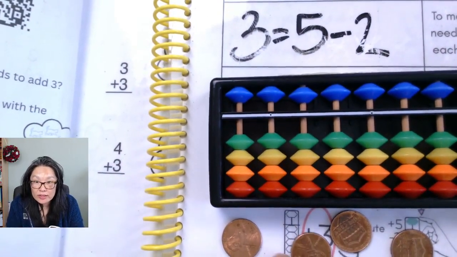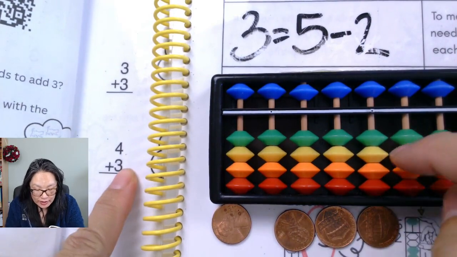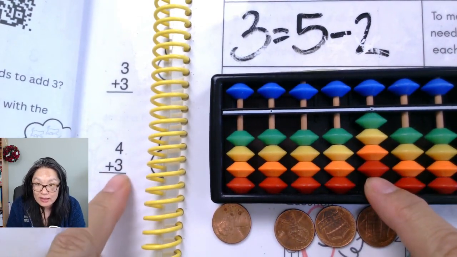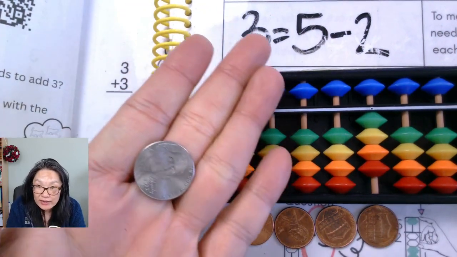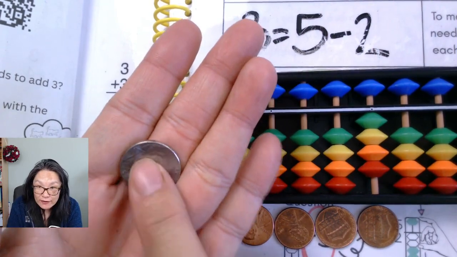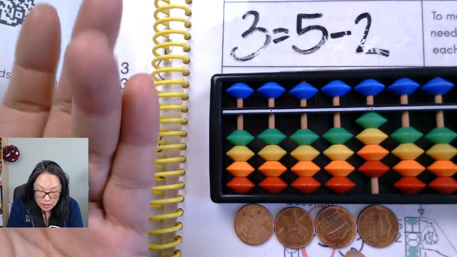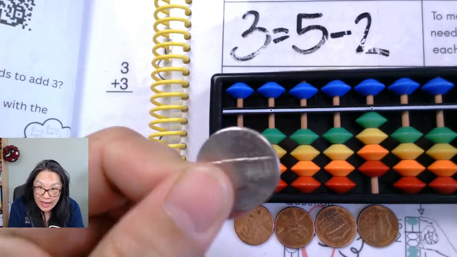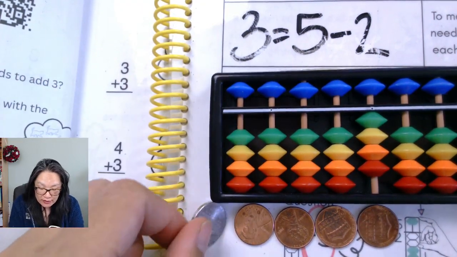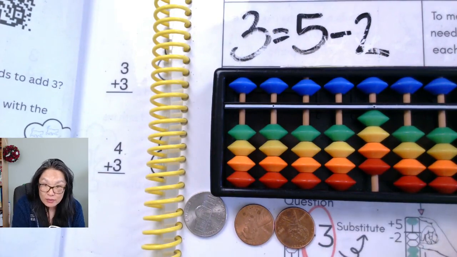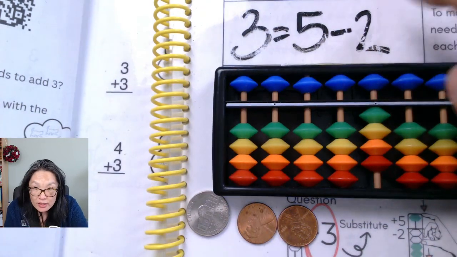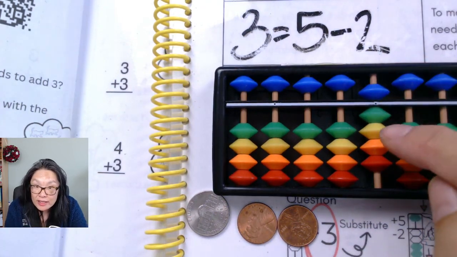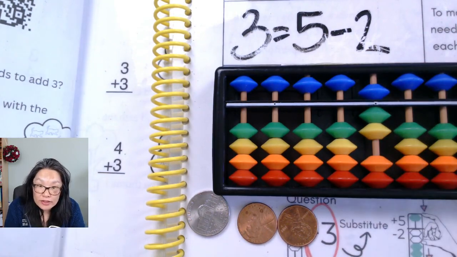So I have my 4 on the abacus and I want to add 3. But the problem is I only have a nickel. I only have 5 cents. Because I only have 5 cents, what am I going to do? I have enough money, but I have to have change back. So I'm going to give you my 5 cents, and I got to take away 2 pennies. So I add the 5 and I take away the 2. So my final answer is 7.